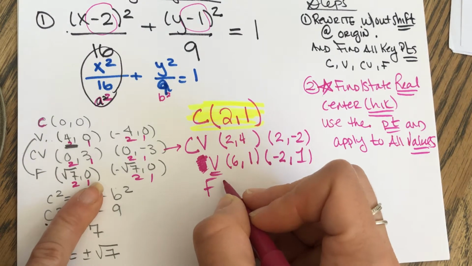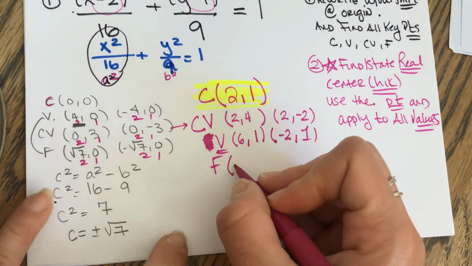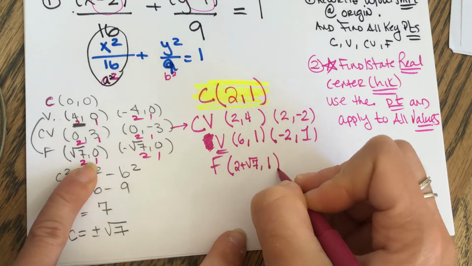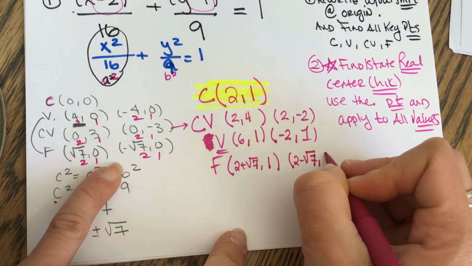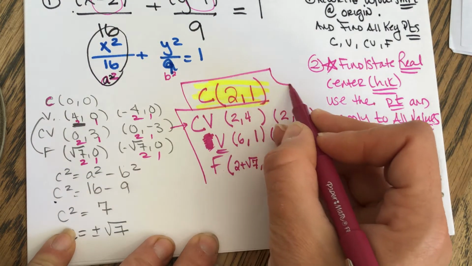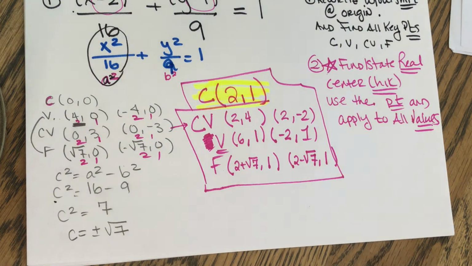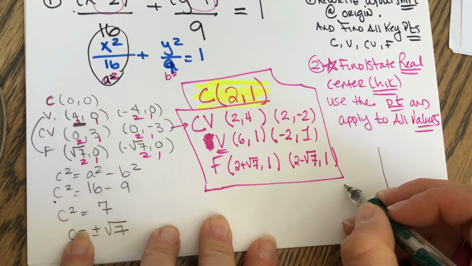And then your focus, well, who cares if there's a radical? Watch how easy this is going to be. All you're going to write is 2 plus rad 7, comma 1. And 2 minus rad 7, comma 1. That's it. Here are your answers, and you want them all. Okay, and there are your points. If I ask you to graph it, let's just do a quick sketch of it, and then we'll just go on to the next one.